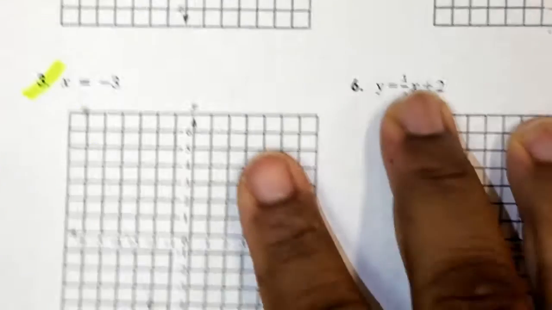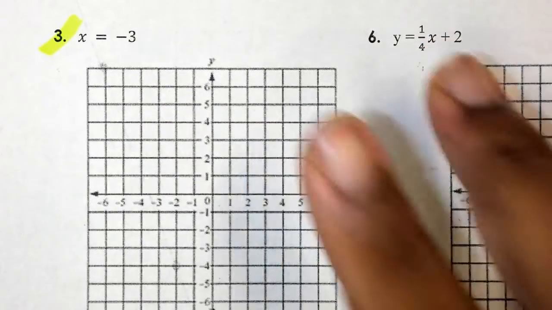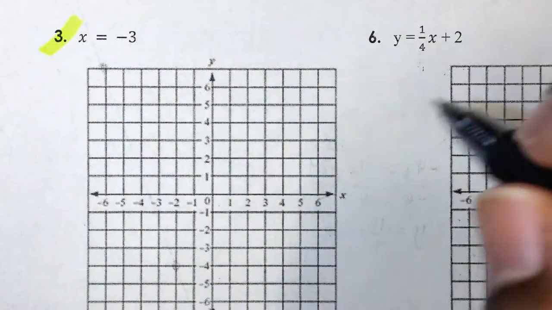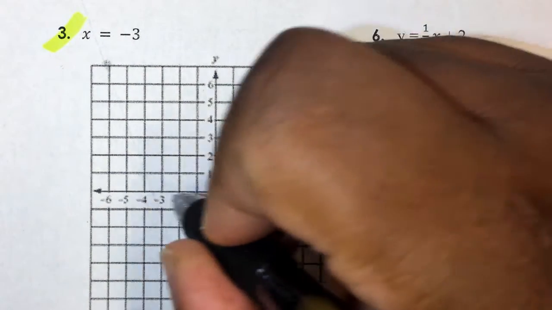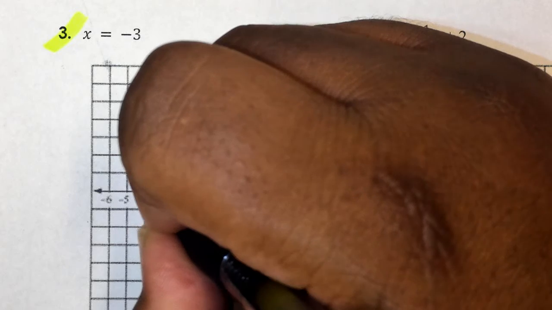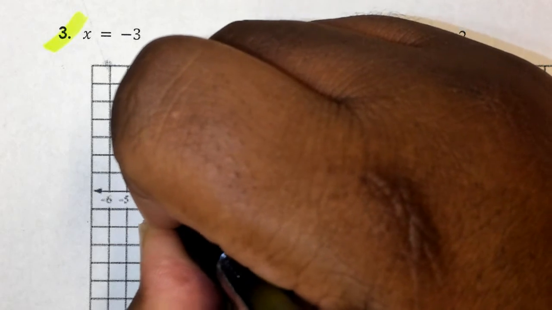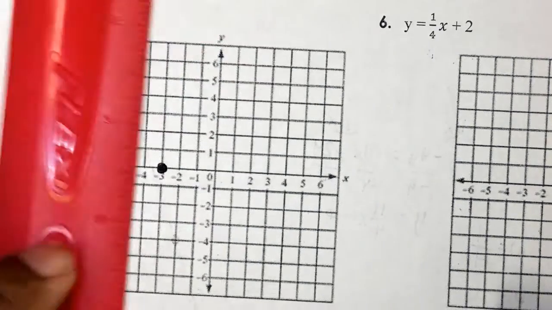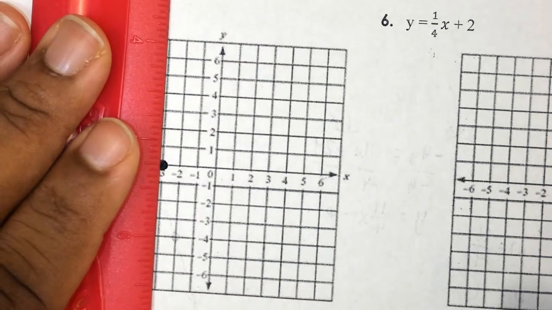In reverse of that, x equals a number, say x equals -3. So on my x-axis, I'm going to -3. X equals a number is a vertical line. So on my x-axis at -3, and then I'm going to do a vertical line here.